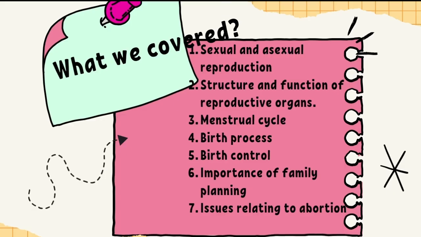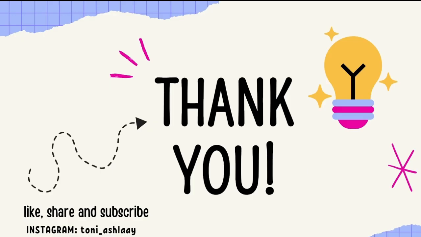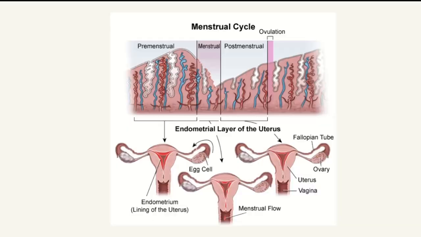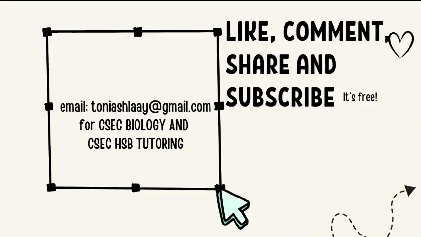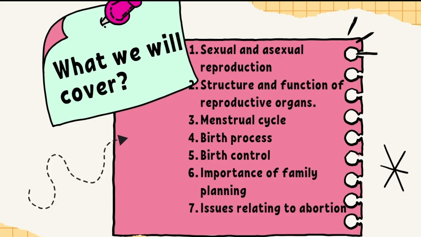So basically what we went through was sexual and asexual reproduction, the function of the reproductive organs, the menstrual cycle, the birth process, birth control, the importance of family planning, and the issues relating to abortion, right? So basically this would be the end of the reproductive system topic. But yeah, take everything with a grain of salt, right? These are the main areas that would fall under the reproductive system.